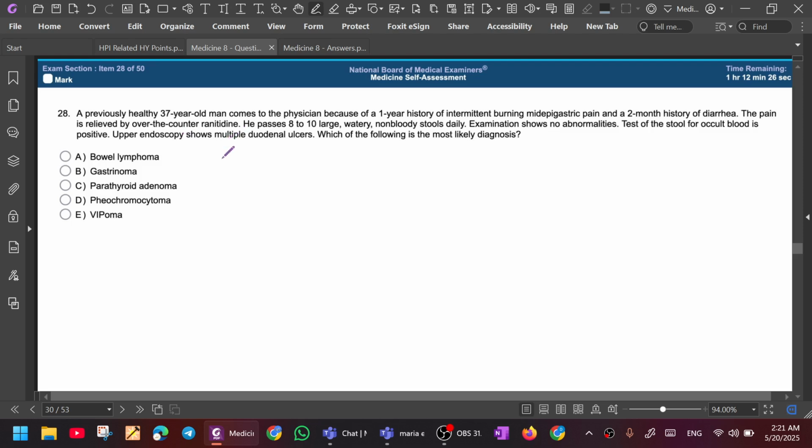Next. A previously healthy 37-year-old man comes to the physician because of 1 year history of intermittent burning epigastric pain, and 2 month history of diarrhea. The pain is relieved by over-the-counter ranitidine. He passes 8 to 10 large watery non-bloody stools. Examination shows no abnormalities. Test of the stool for occult blood is positive. Upper endoscopy shows duodenal ulcer. Which of the following is the most likely diagnosis?